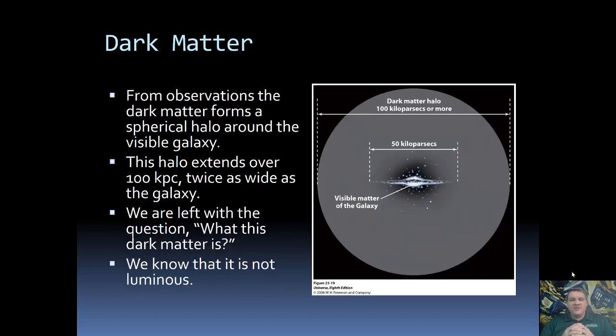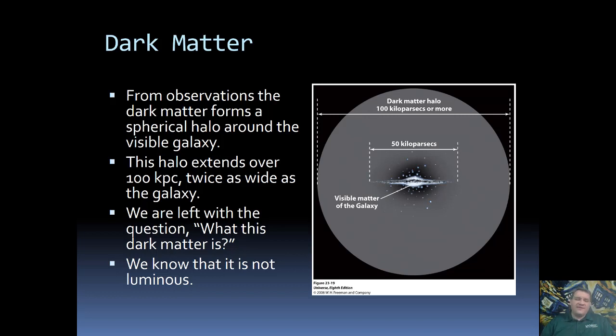Now, based off of observations of objects out in the halo and the edge of the galaxy and so on, it appears that our Milky Way galaxy is at the center of an overall dark matter halo. So we have this giant sphere of dark matter with our Milky Way located in the center. The halo extends over 100 kiloparsecs, meaning that it's much larger than just our galaxy. Although we have evidence that it exists, we still don't know exactly what it is. We'll talk more about that in a little bit.